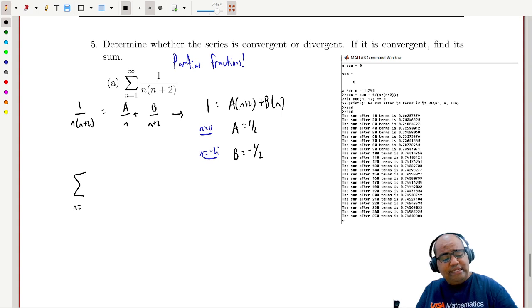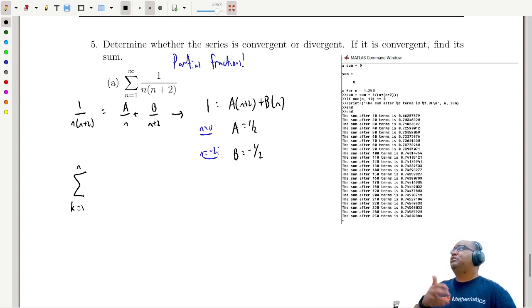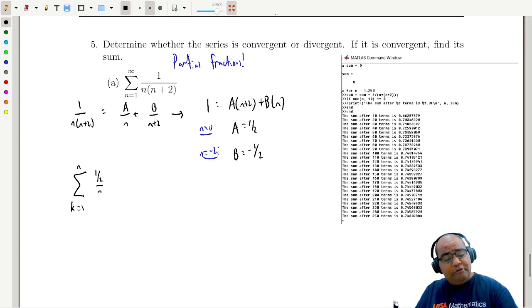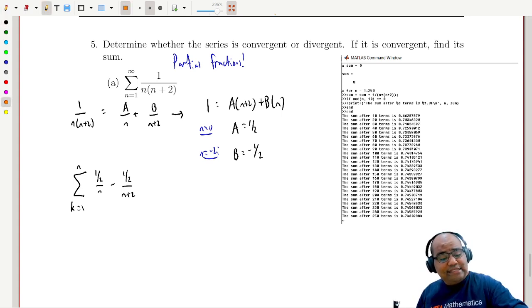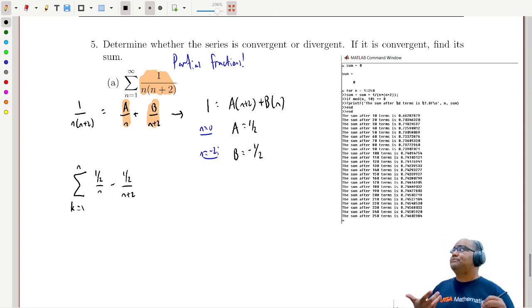In fact, I'm going to write this as a sum from k equals 1 to n, so we look at partial sums first, and we can look at a limit here. I'm going to have 1 half over k minus 1 half over k plus 2, just replacing, because we now know that this thing here can be written as this with A and B replaced by the appropriate values.